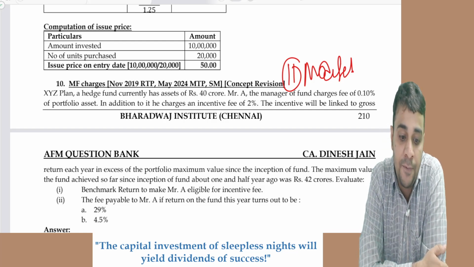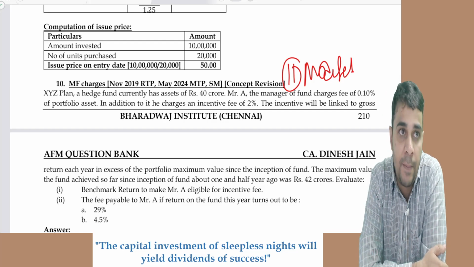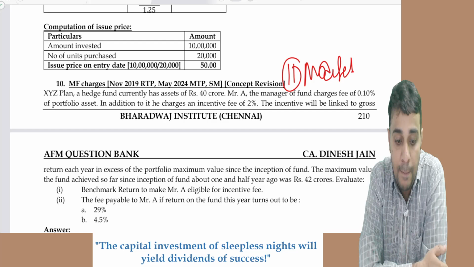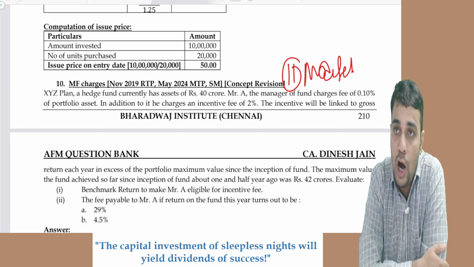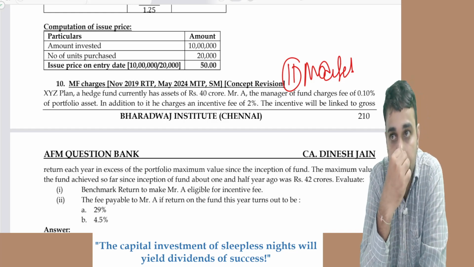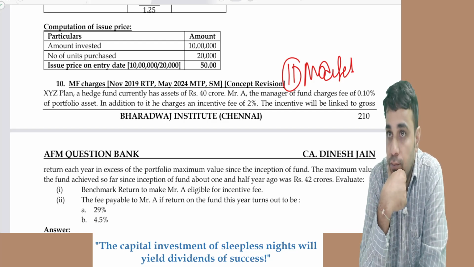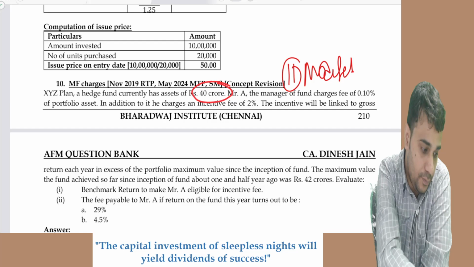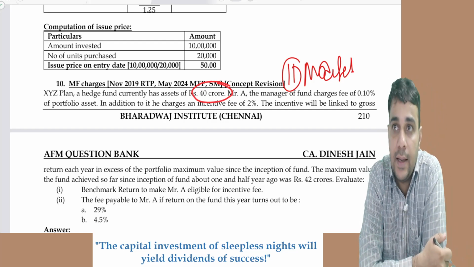The maximum the fund has achieved since the inception is 42 crores. Today, the value is 40 crore. Benchmark return to make Mr. A eligible for incentive: how much should I minimum earn so that I can get incentive? What percentage should I earn? Today it is 40 crore and the maximum value has been 42 crore. How much should I earn so that I can get variable incentive?